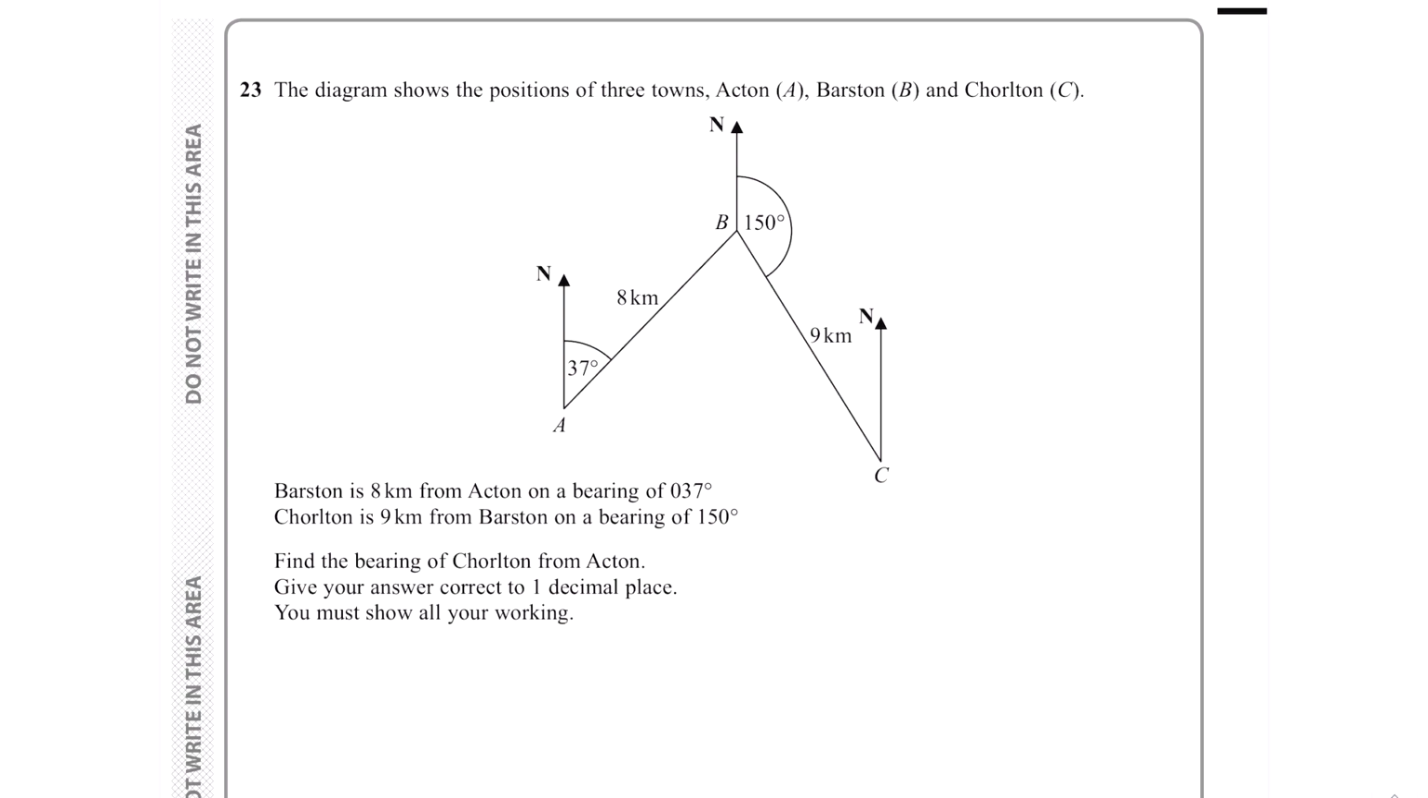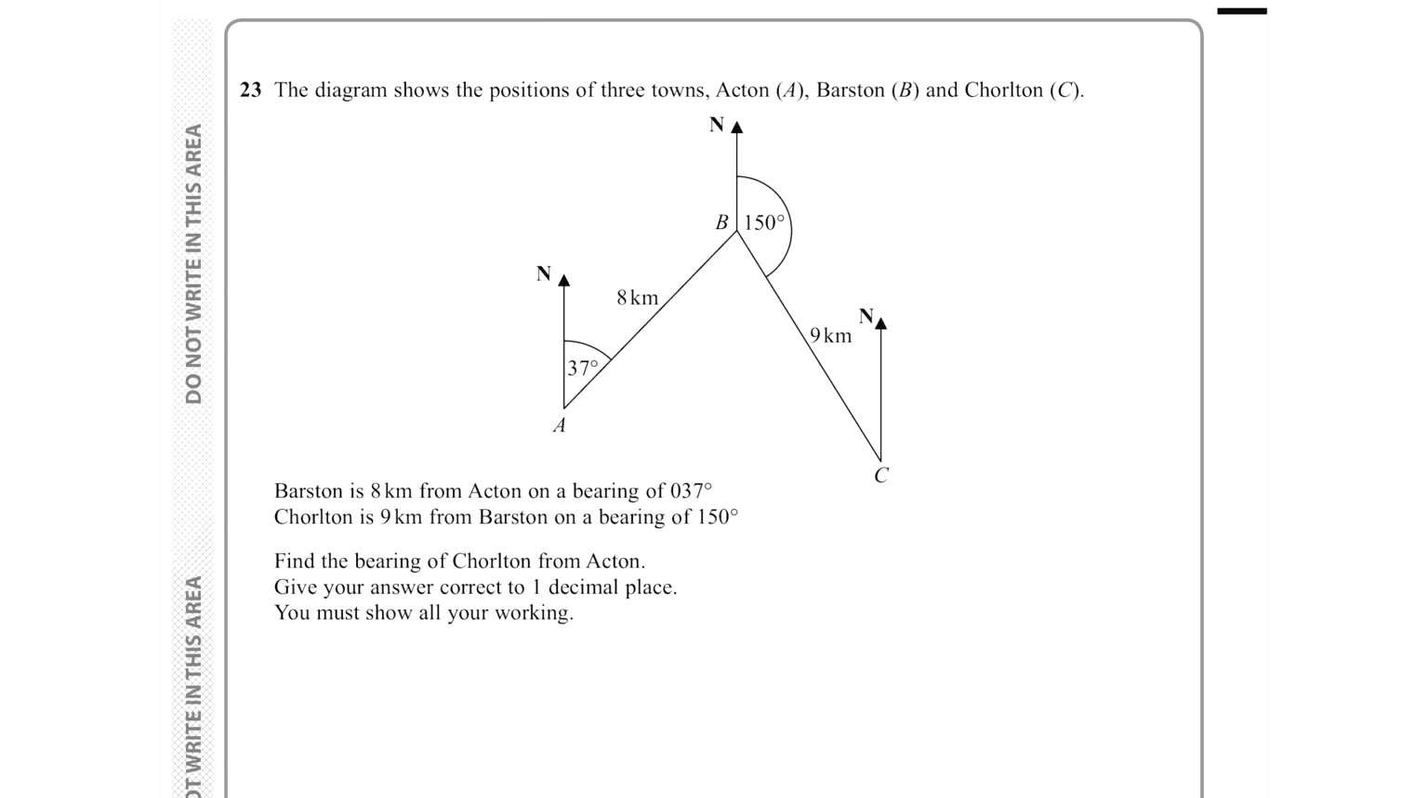So question 23: the diagram shows the positions of 3 towns, Acton, Braston, and Horton. Braston is 8 kilometers from Acton at a bearing of 037. We have some other information as well, but we can see all of that in the diagram.